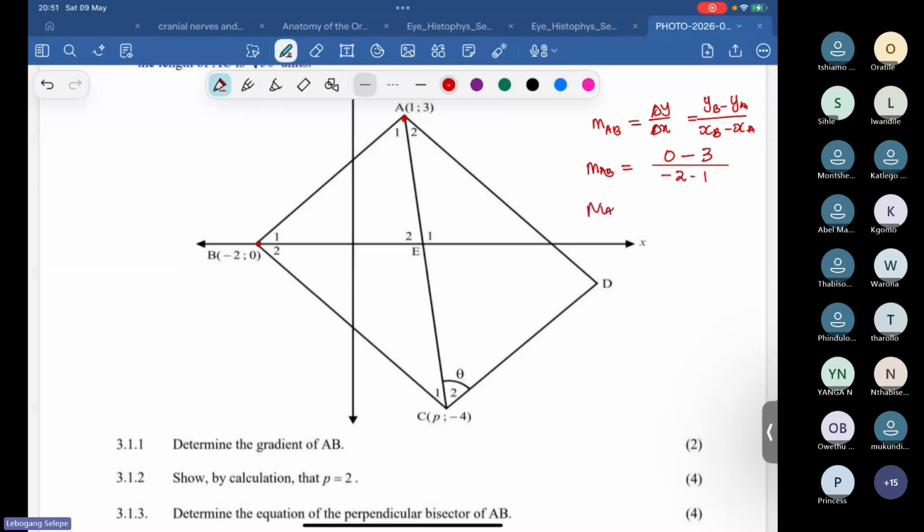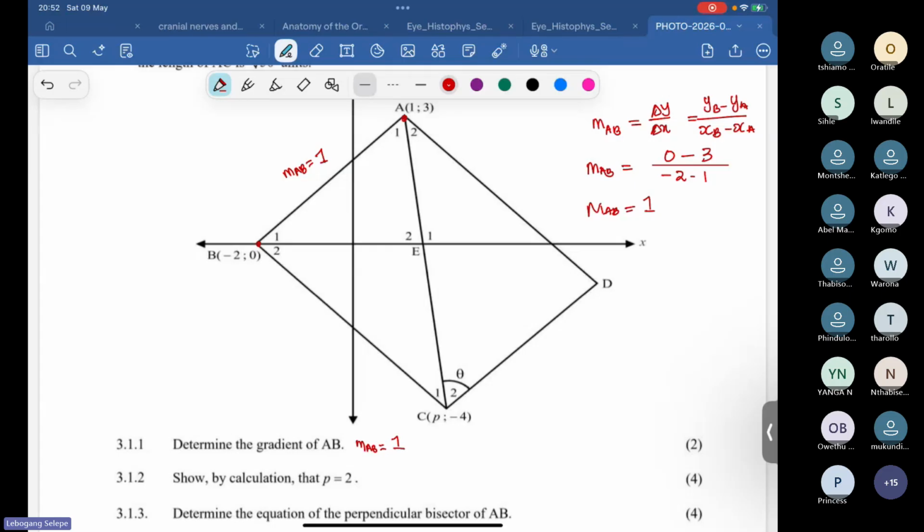Then now you find out that the gradient of AB becomes this, 1. Did we all get 1? Okay, perfect. So we know that the gradient of AB is equal to 1.